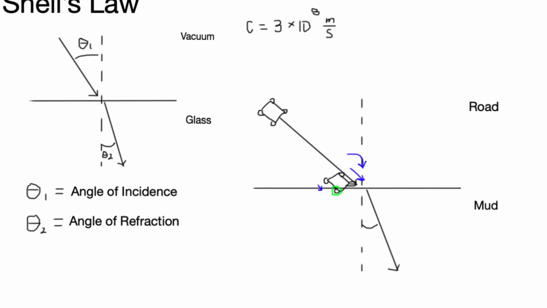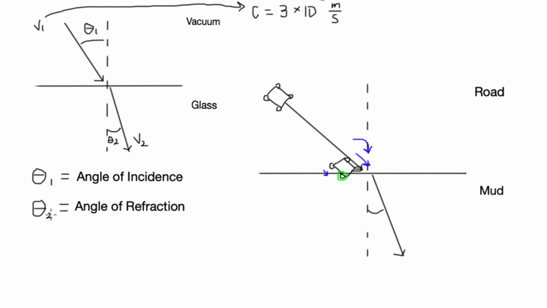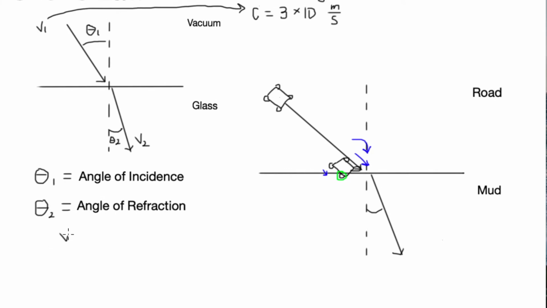Now that we understand refraction, let's talk about Snell's law. So with the original drawing, with the mediums of vacuum and glass, we can label this as V1 and this as V2. This just tells us the speed at which light is traveling through a particular medium. In this case, V1 is equal to the speed of light, which is 3 times 10 to the 8th meters per second. So Snell's law just tells us that the ratio between V2 and the sine of the angle of refraction, or angle 2, is going to be equal to the ratio of V1 and the sine of the angle of incidence, or angle 1.